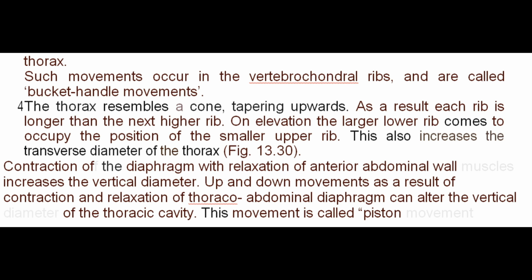Contraction of the diaphragm with relaxation of anterior abdominal wall muscles increases the vertical diameter. Up and down movements as a result of contraction and relaxation of the thoraco-abdominal diaphragm can alter the vertical diameter of the thoracic cavity. This movement is called piston movement.